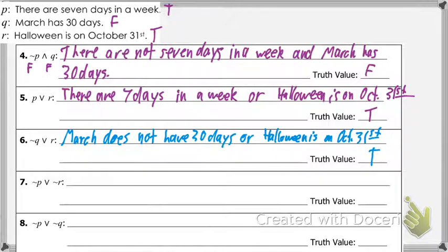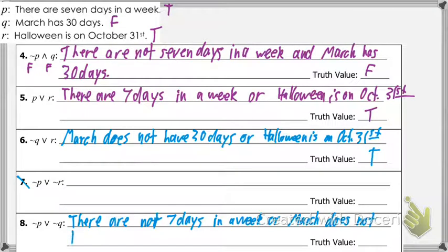Okay. We'll do one more. We'll do number 8. We'll skip 7. Number 8. Not P or not Q. Go ahead, Sierra, can I have you help me with number 8? There are not 7 days in a week, or March doesn't have 30 days. Very good. There are not 7 days in a week, or March does not have 30 days.